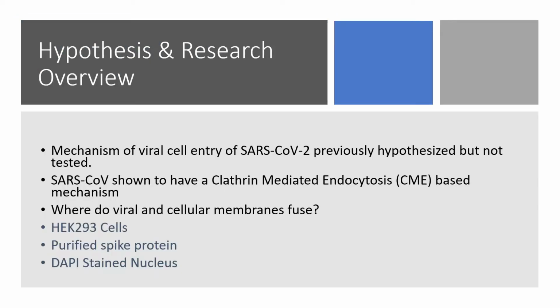So in this paper, the researchers looked to confirm and quantify their prediction that SARS-CoV-2 uses clathrin-mediated endocytosis to enter and infect the host cell. They wanted to know where the viral and cell membrane fuse by asking whether endocytosis is clathrin-dependent or independent. They hypothesized that SARS-CoV-2 undergoes a similar endocytic mechanism to SARS-CoV or MERS-CoV, which were endocytic too. They used HEK293 cells and purified spike protein, and there was a DAPI-stained nucleus in the study.